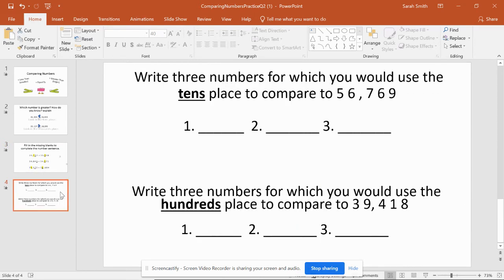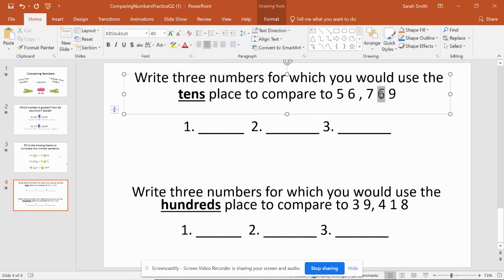Okay? All right, and then for this one, write 3 numbers for which you would use the tens place to compare to 56,769. So in this case, the first thing you're going to want to do when it's saying to use the tens place or hundreds place or whatever is you need to highlight, circle, underline that place. Okay, so now I know that I'm going to use this.